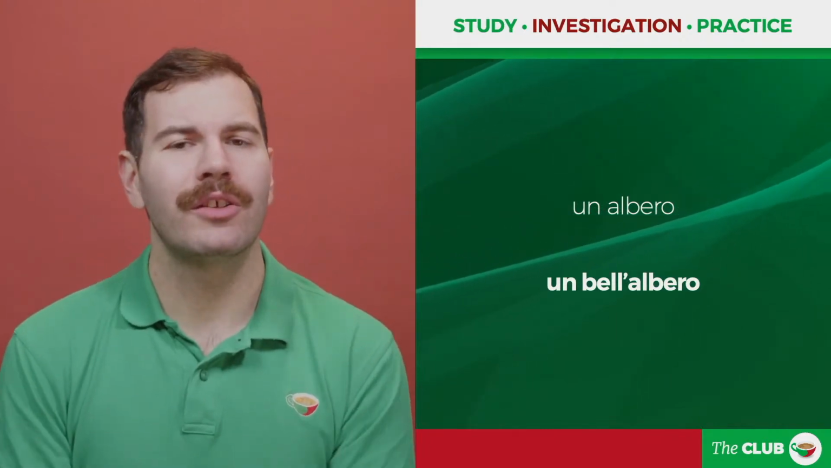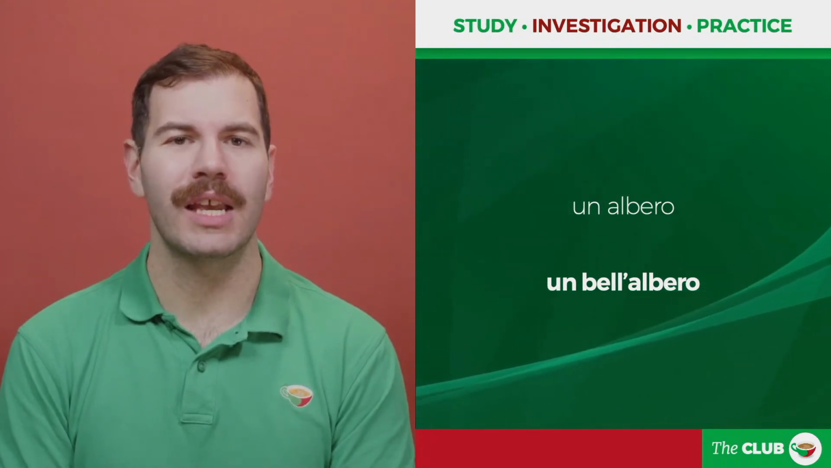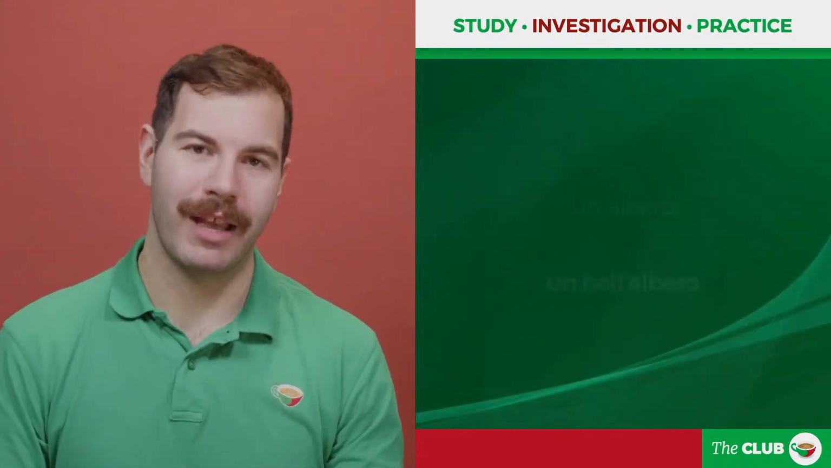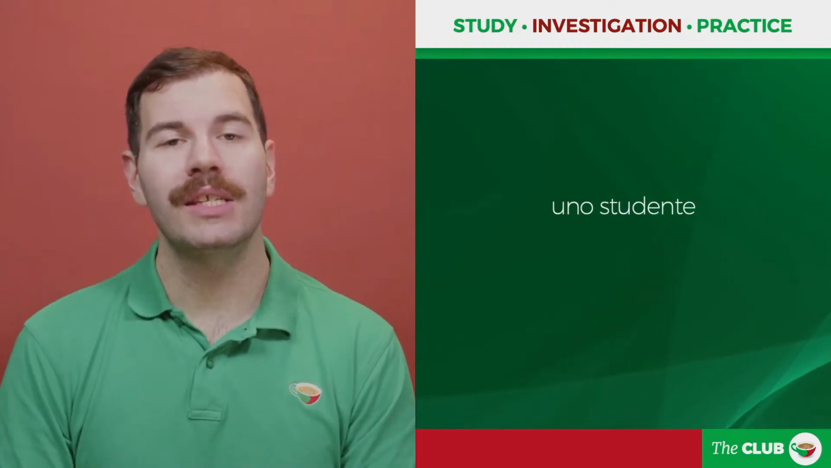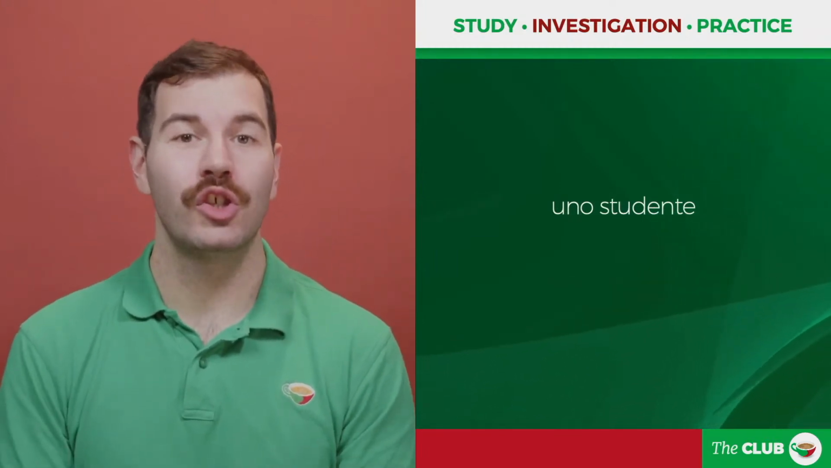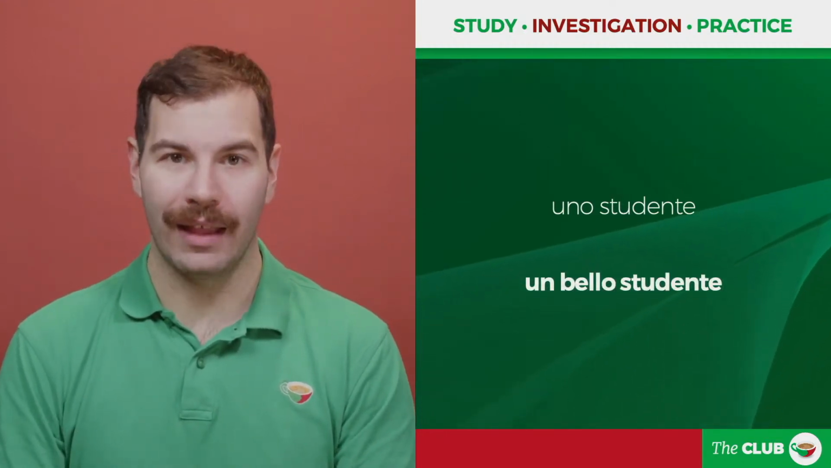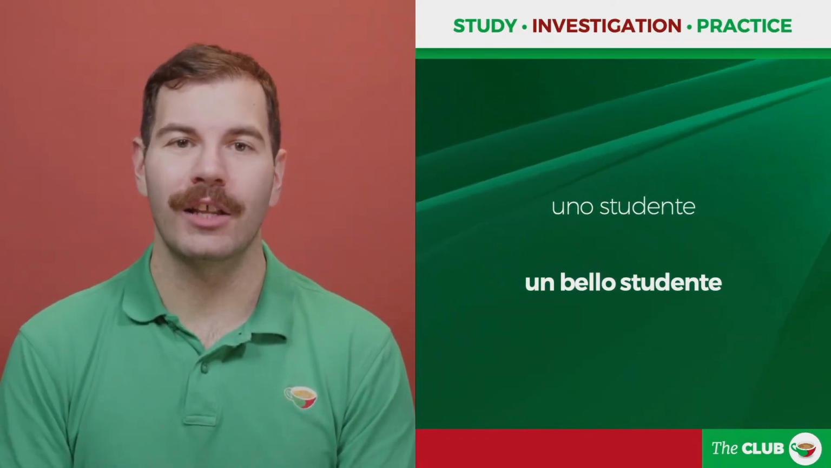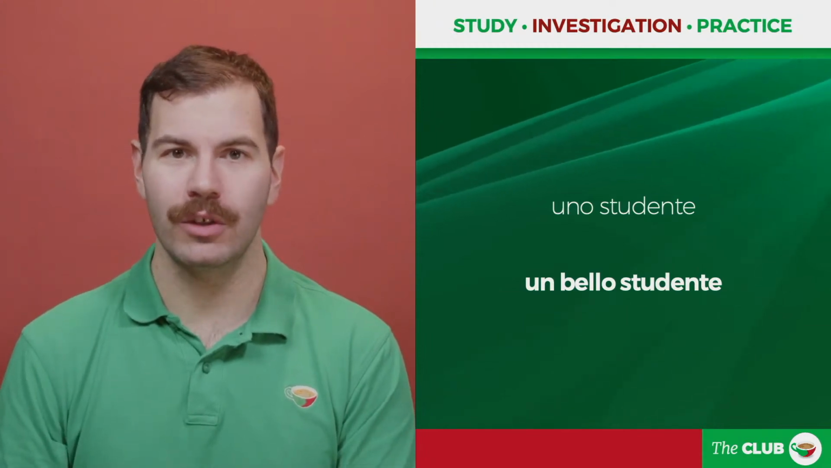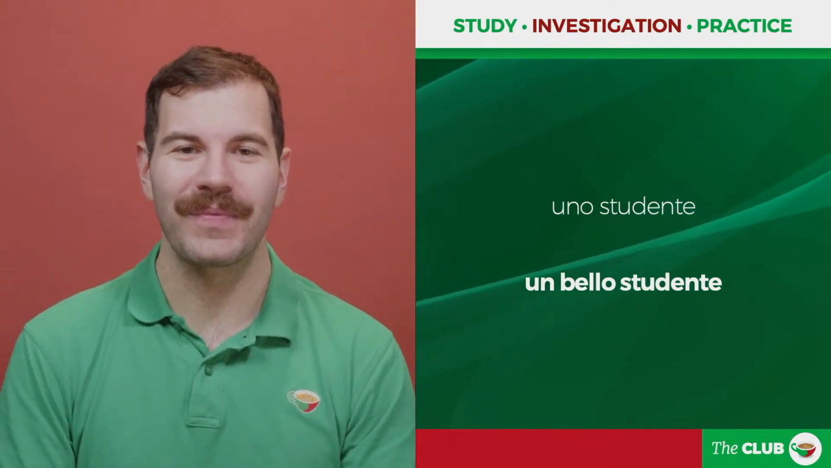Now, what about uno studente or una studentessa? What if I want to say a beautiful student, male student or female student? Let's start with uno studente, a male student. If I want to say a beautiful male student, I would say un bello studente. So we're using bello because studente is a noun starting with S plus consonant, which is one of those combinations of letters we use for bello.